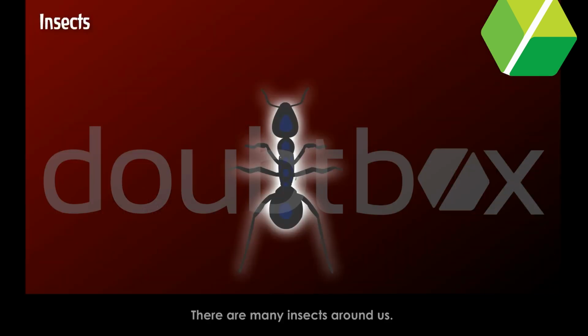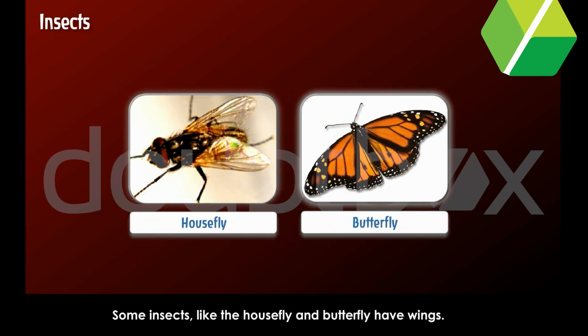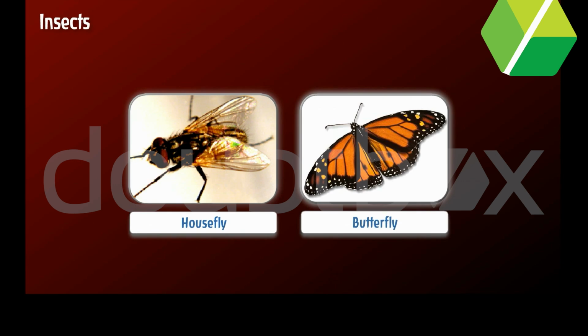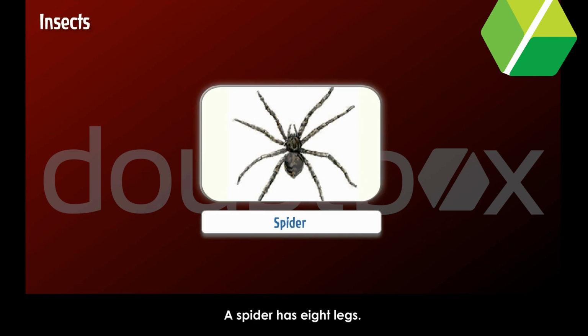Insects. There are many insects around us. Insects are small animals. Some insects move on land. Some insects, like the housefly and butterfly, have wings. Some insects, like the louse, have no wings at all. A spider has 8 legs.